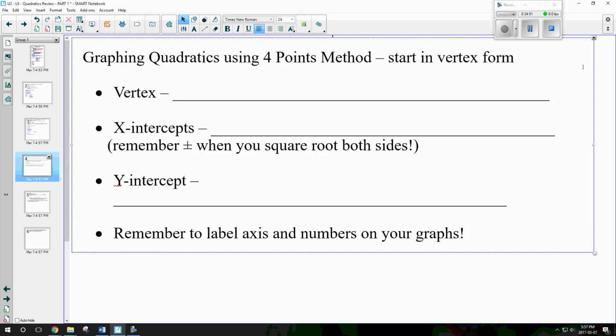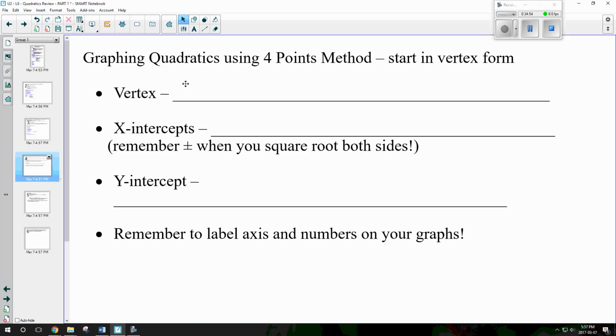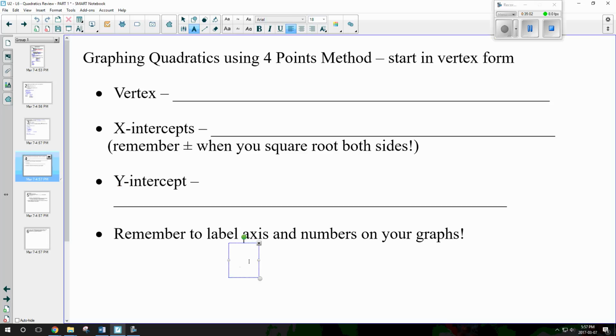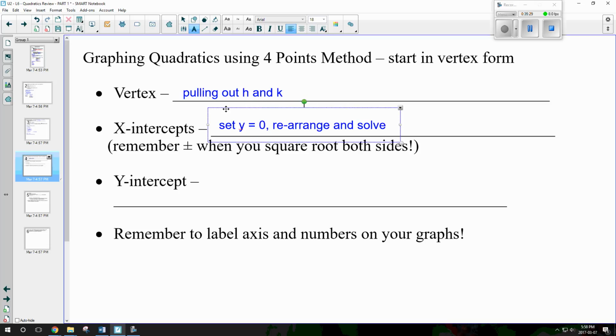So remember our vertex from vertex form, we get that by pulling out our value of the vertex. So that's pulling out our h and k value from vertex form. Our x-intercepts, remember, when it's in this vertex form, we set y equal to 0 and we rearrange and solve for x.